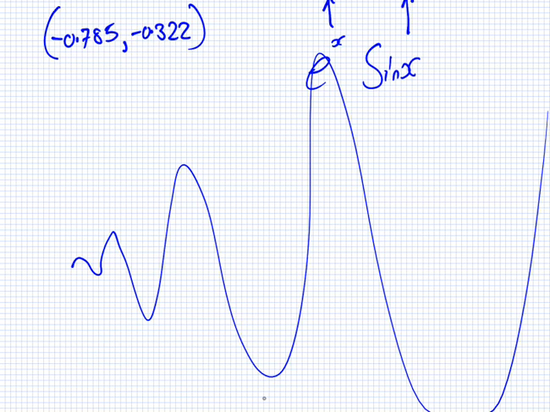Sohi, can you give this to me as a decimal? And KJ as well? Minus 0.785. Minus 0.785, and then the y value? Minus 0.322. Alright, let's have a look at the graph here.